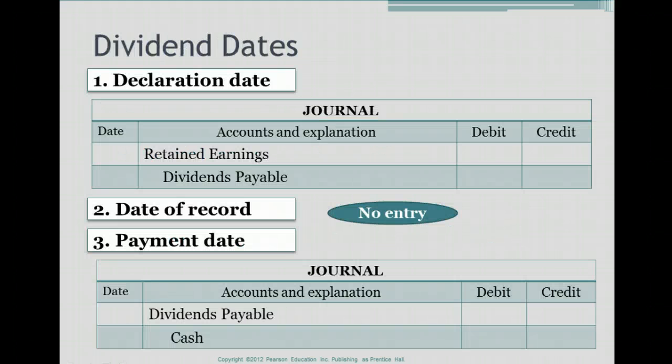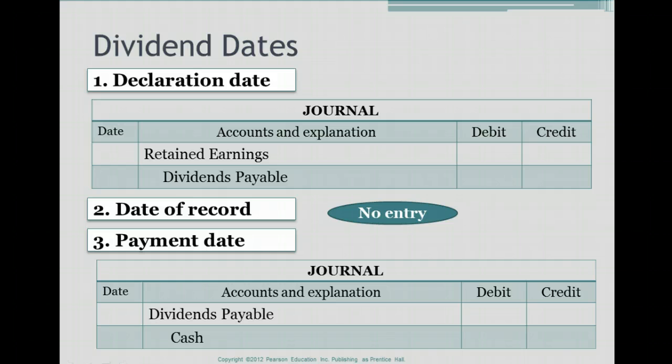There are three dates that pertain to dividends. The first date is the declaration date. This is the date when the board of directors declare a dividend. On this date, a liability is created because the board of directors said that they will pay the shareholders an X amount of dividends. On the declaration date, the company has to accrue the dividends. They are going to debit retained earnings for the amount of the dividend and credit dividends payable. Dividends payable is a current liability in the balance sheet.